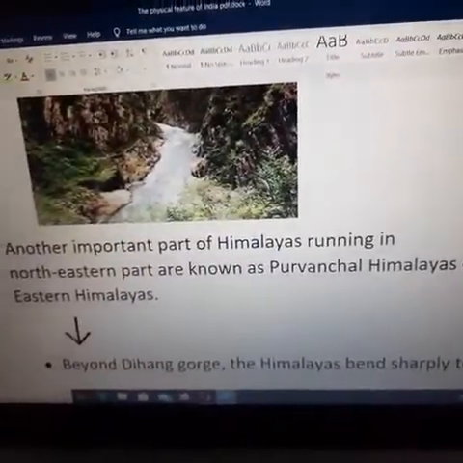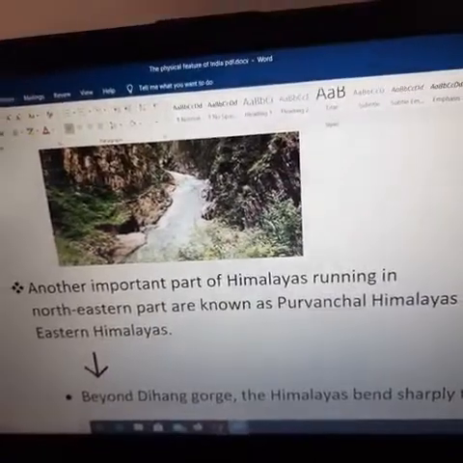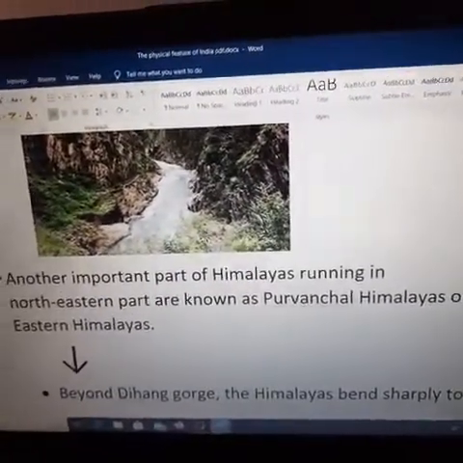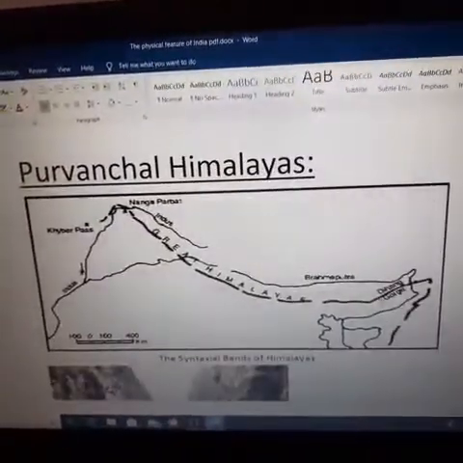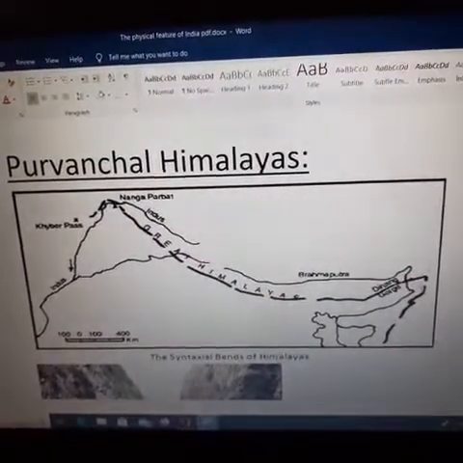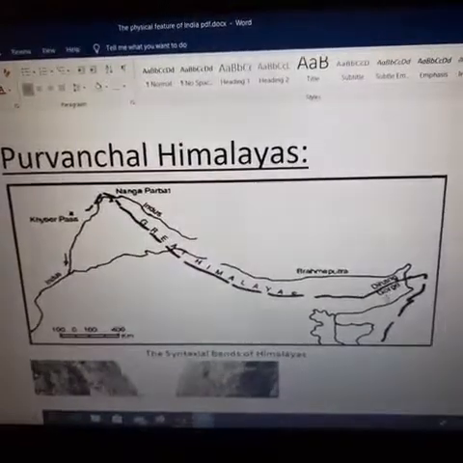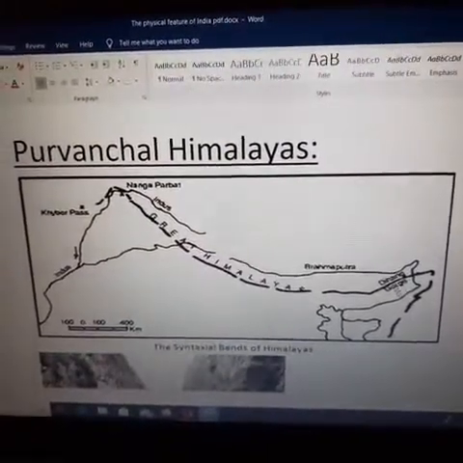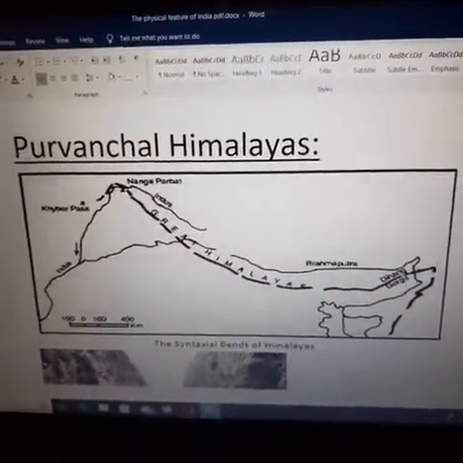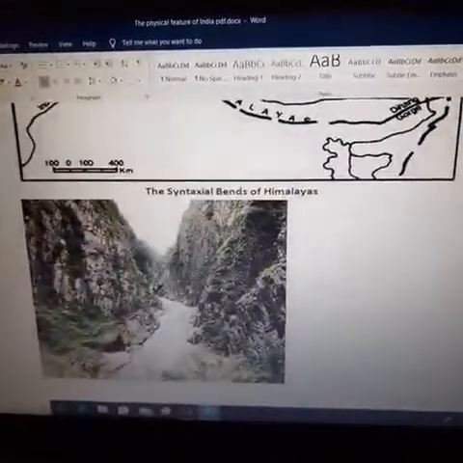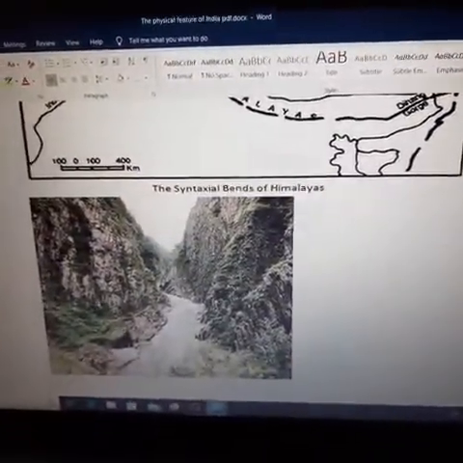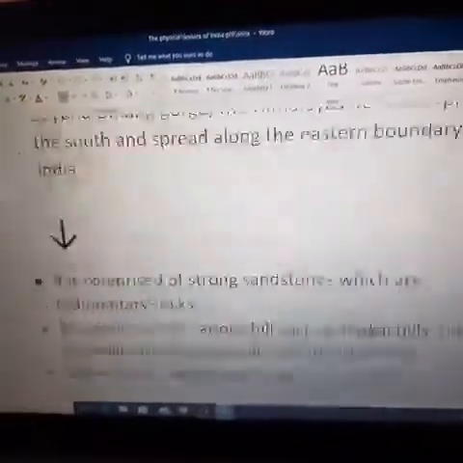Okay children, another important part of the Himalaya running in the northeastern part is the Purvanchal Himalayas or Eastern Himalayas. So this other important range running in this part is totally called the Purvanchal Himalayas. And in this one, the river moving is the Dihang Gorge river. Dihang is a river name, and gorge is a kind of place. So this kind of place is called a gorge.